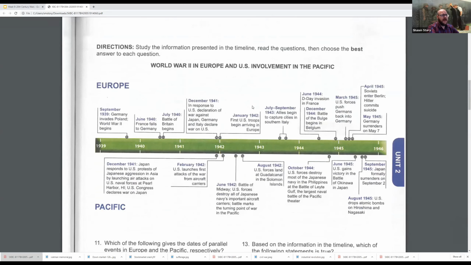All right, here's our next timeline, which is set up a little bit differently. It moves this way from left to right. Notice there's also a top and a bottom. The top is everything that's happening in Europe, and the bottom is everything that's happening in the Pacific. So let's have a look. So we see everything happening in Europe, and we see everything happening in the Pacific.